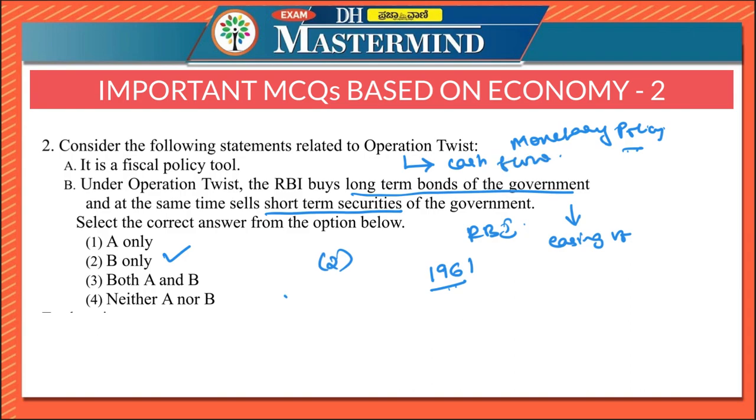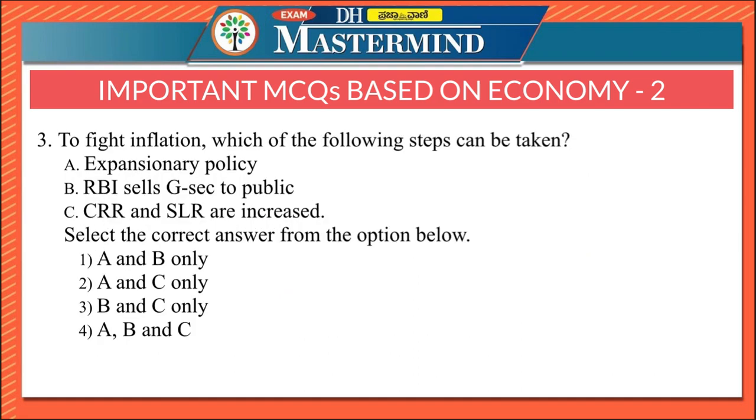In the year 2019 as well as 2020, the Reserve Bank of India conducted its version of Operation Twist through simultaneous purchase and sale of government securities under open market operations. So open market operations means buying and selling of government securities. Let us look at the third question now.